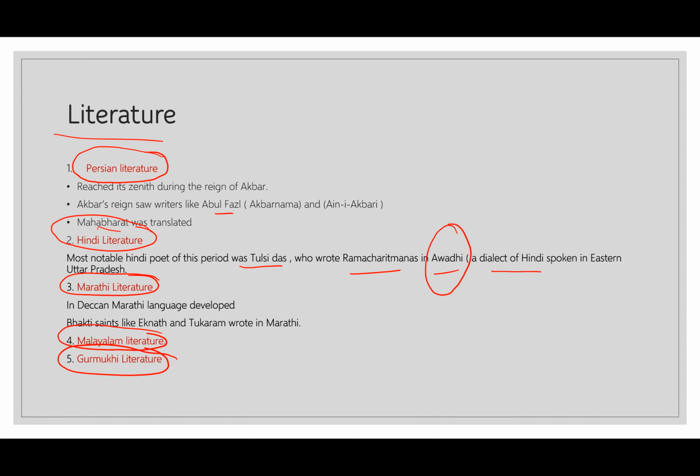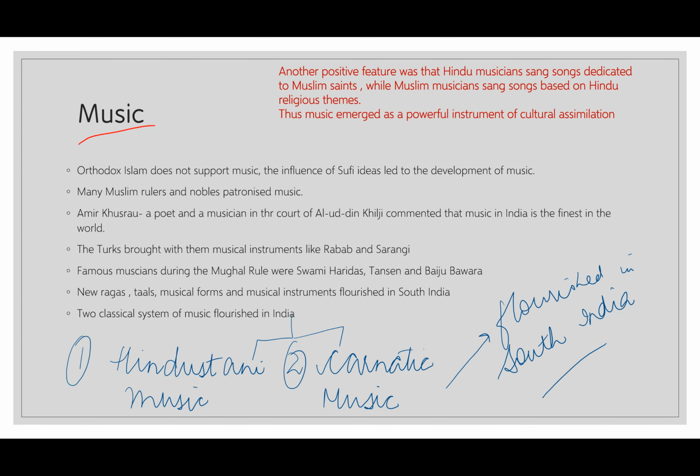You also have the Malayalam literature and Gurmukhi. So Persian, Hindi, Marathi, Malayalam, Gurmukhi. Persian saw writers like Abul Fazl, the author of Akbarnama, Aine Akbari. Mahabharata was translated into Persian. Hindi, you have Tulsidas who wrote Ramcharitmanas in Awadhi, a dialect of Hindi spoken in eastern UP. Marathi literature, in the Deccan Marathi language developed. Bhakti saints like Eknath and Tukaram wrote in Marathi, Malayalam and Gurmukhi literature.